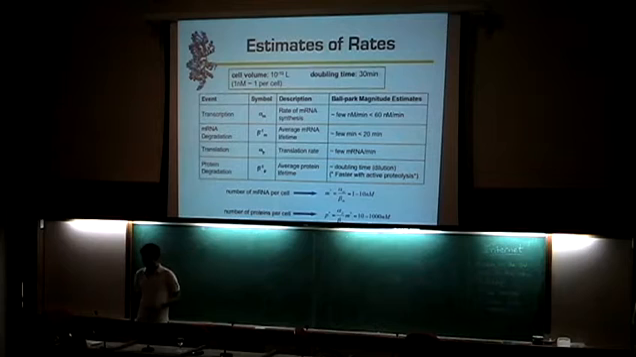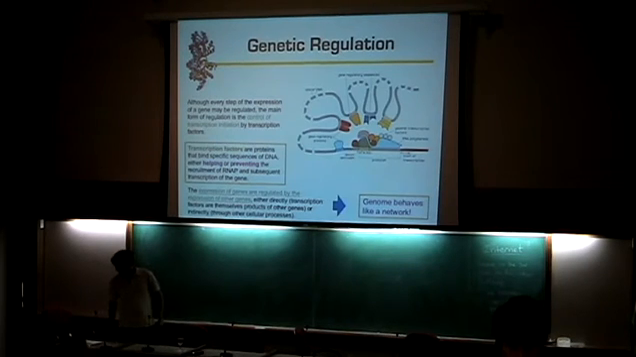So if you look at these numbers, you'll find that you're going to have a few copies of each kind of RNA per cell, and around 10 to 1,000 copies of each protein per cell. So these numbers are pretty small. So there's a lot of fluctuation there. It's a pretty noisy system. We're going to get to that later.